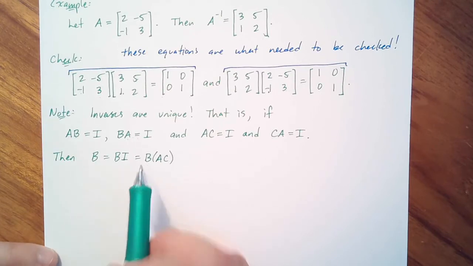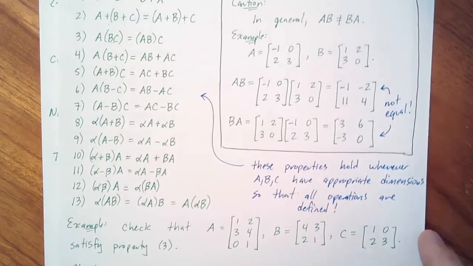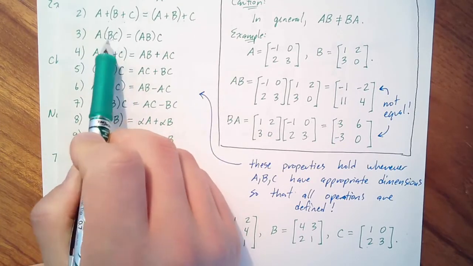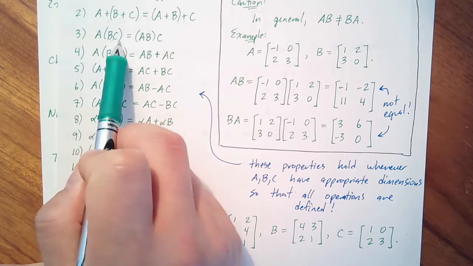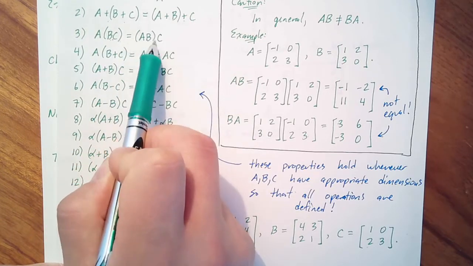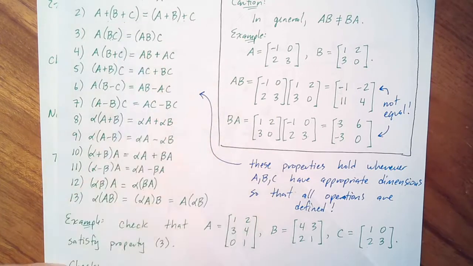Now, remember the associative property of multiplication? On the very first page, it was property 3. If I have 3 matrices multiplied, I can pick any 2 to multiply first, as long as I don't change the order that they're written. So if I have A, B, and C, I can multiply the second 2 factors first, or I can multiply the first 2 factors first. And either way, this property says they're going to give me the same result.